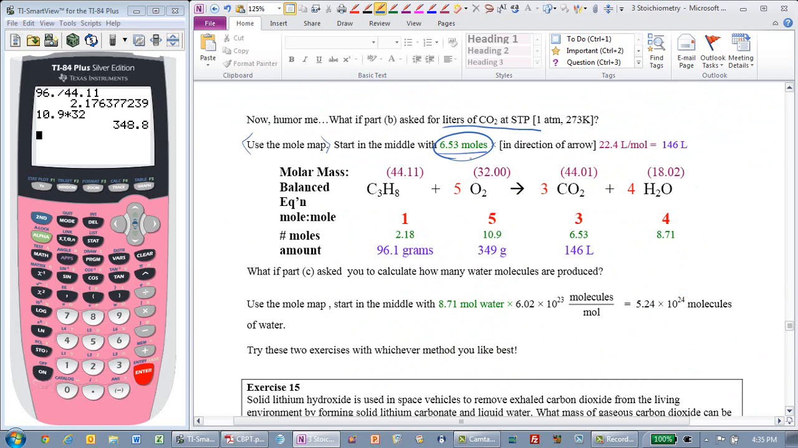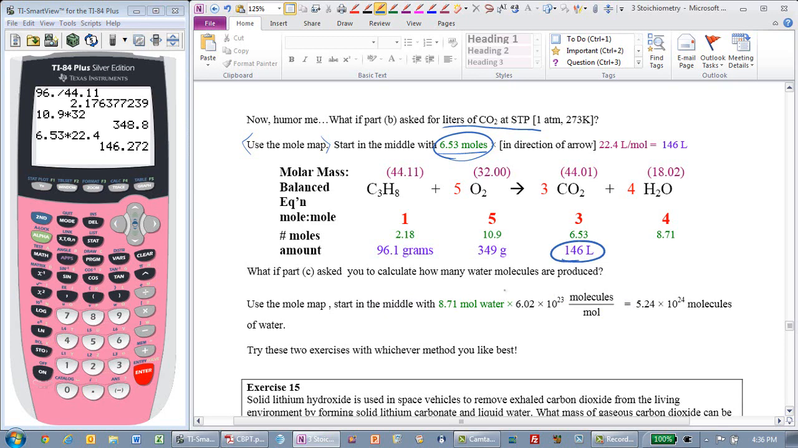So I've got my 6.53 moles, and I'm going to multiply that by 22.4 liters. So my 6.53, times, so I hit divided by instead, times 22.4 is 146.272. Three sig figs leaves me with 146.